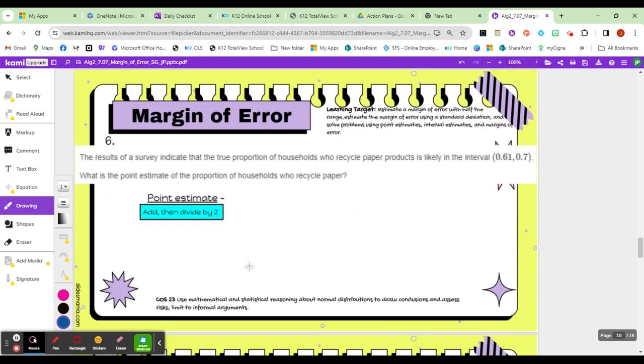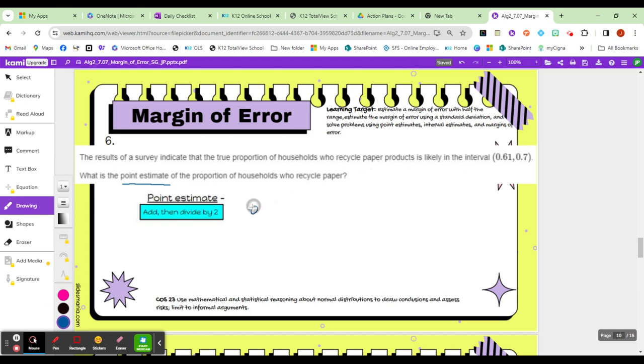Number 6 says the results of a survey indicate that the true proportion of households who recycle paper products is likely in the interval of 0.61 to 0.7. So this is my lower limit. This is my upper limit. The lower limit's always smaller than the upper limit. What is the point estimate? So that's the number right in the middle.